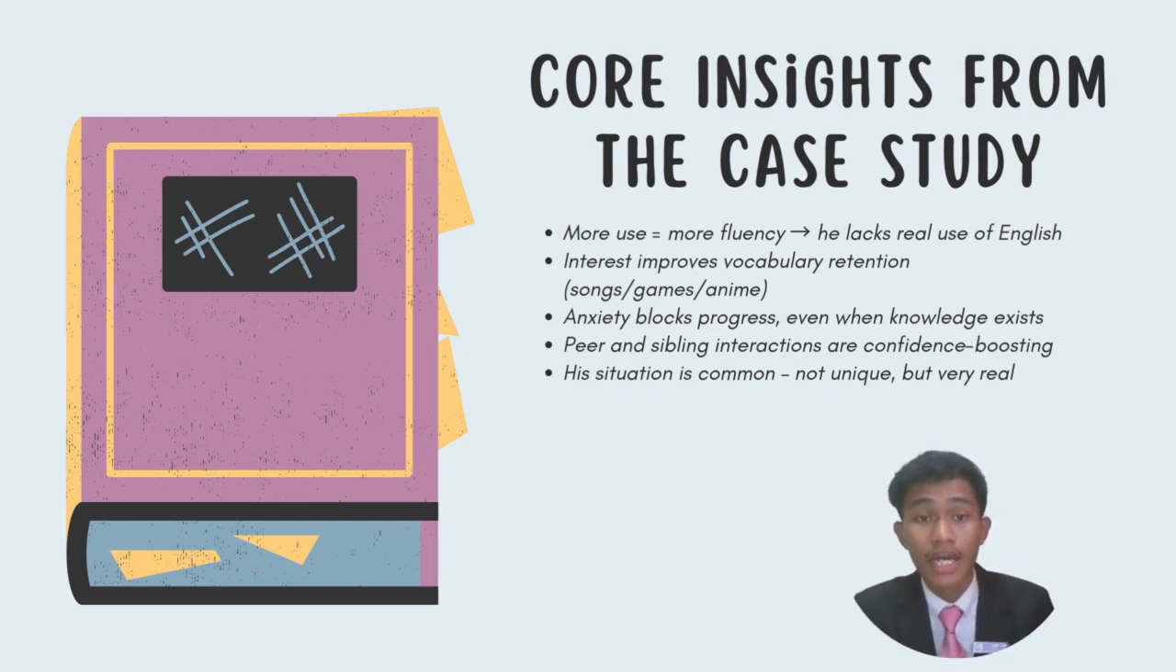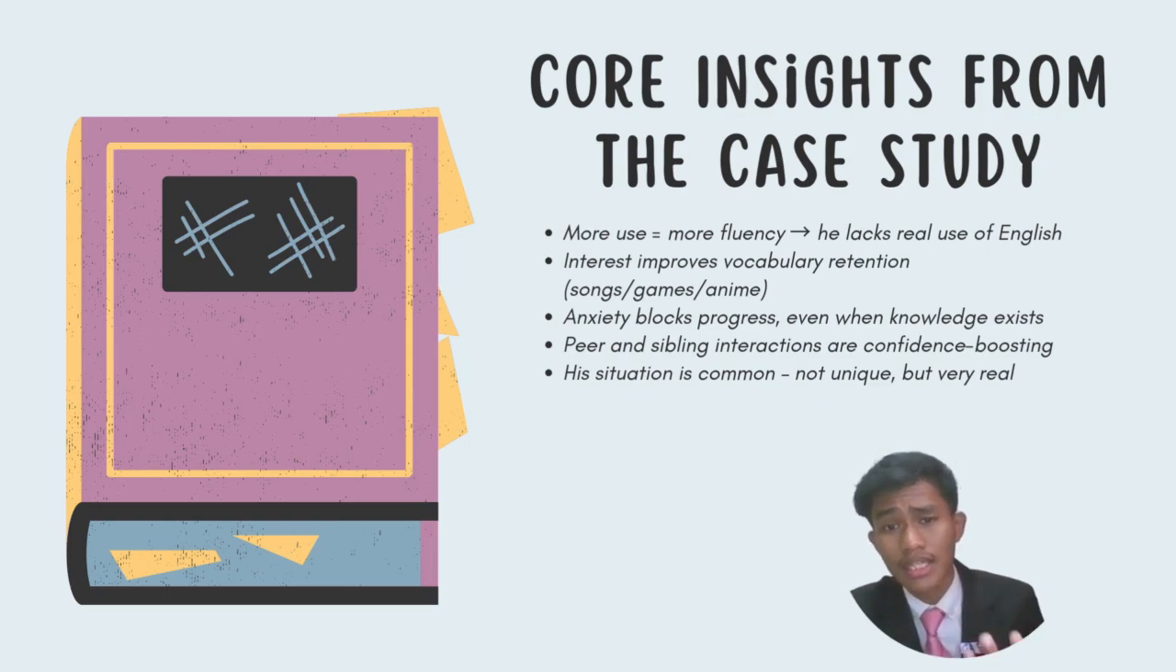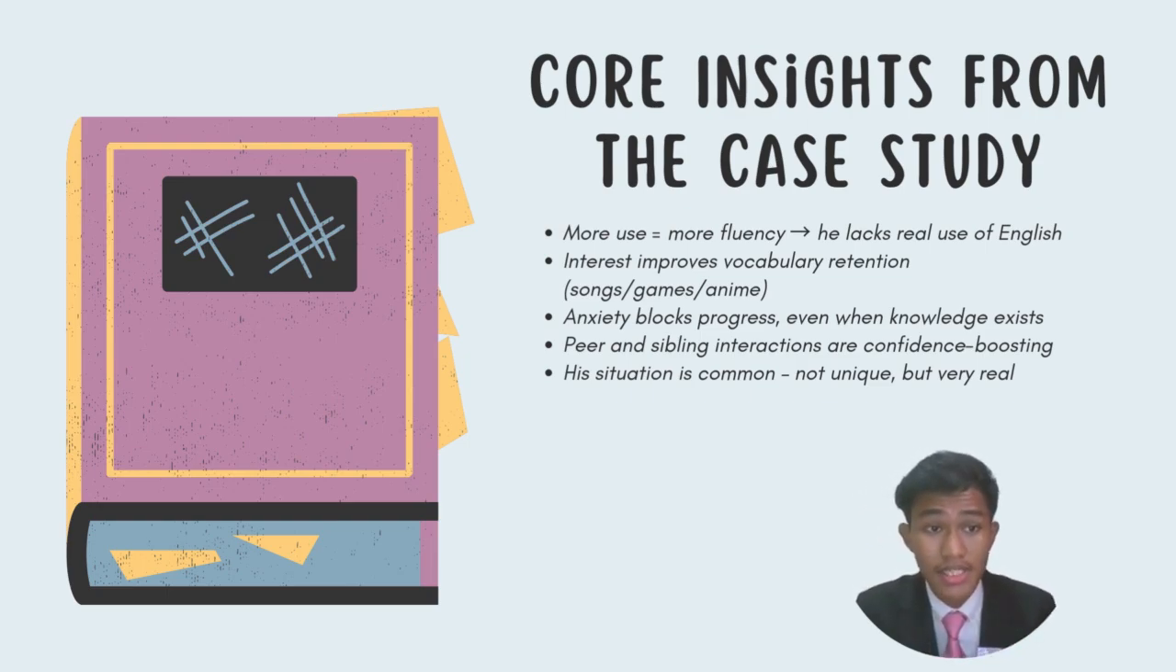Second, interest makes a difference. The child remembers English words from games and songs more easily than from the textbook. So he learns better when he is enjoying the process. For the third one, emotions are crucial. I would say that his fear of making mistakes and being judged stops him from speaking English. Even when he knows the correct word, anxiety holds him back.